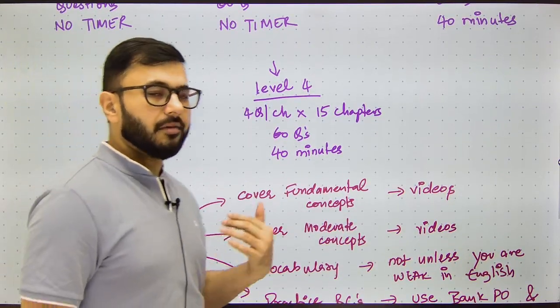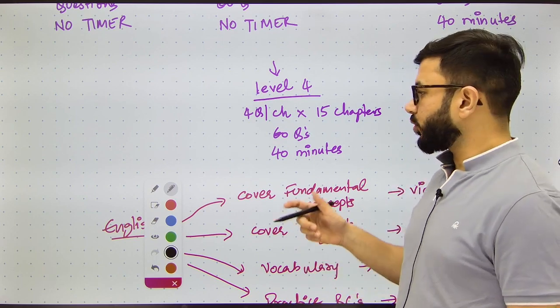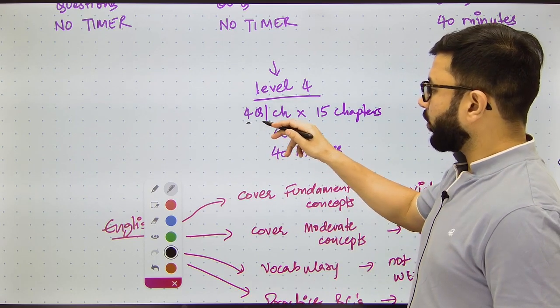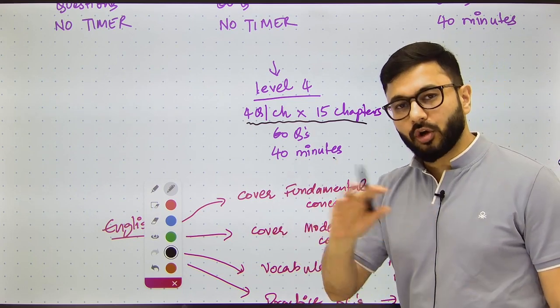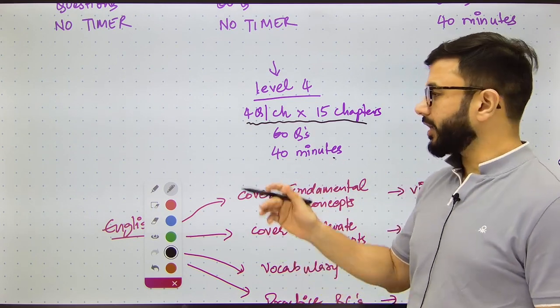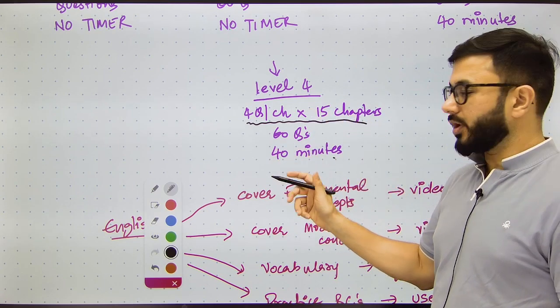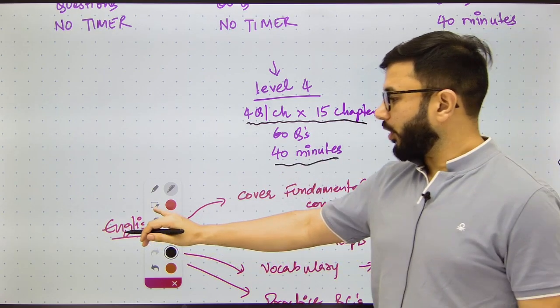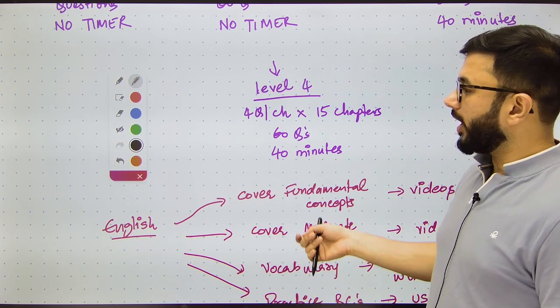And once I have done all the chapters with time and I am finding myself getting used to the timer, then I move to level 4, where I include all the chapters, not only 6 chapters, 5 chapters, all the 15, 20, whatever number of chapters there are. For example, 4 questions every chapter, there are 15 chapters, 60 questions I have. I give myself 40 minutes to cover these 60 questions. That is how you move ahead in reasoning.